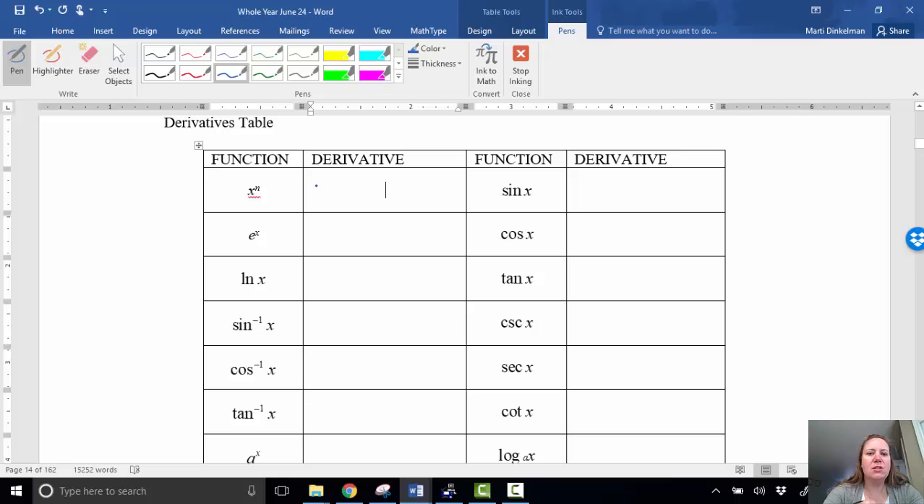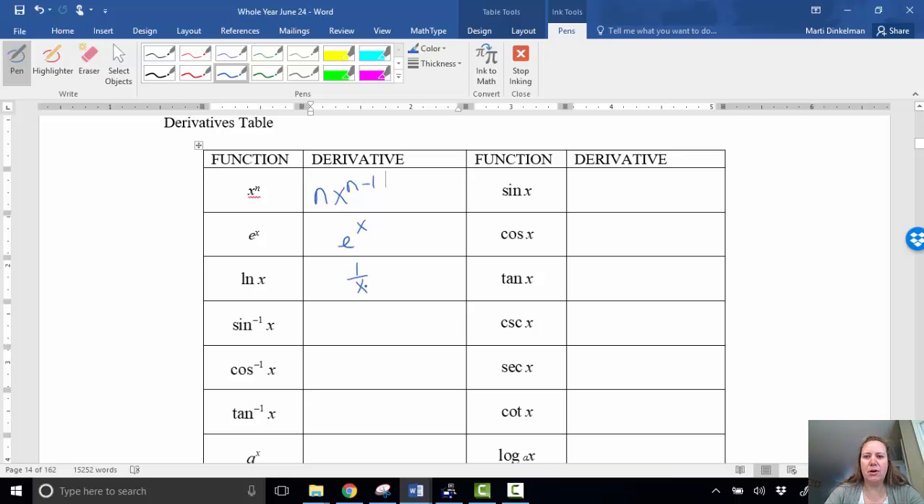So this first one is just reminding us about the power rule. When we drop down the exponent and then we subtract 1 from the exponent. The derivative of e to the x is e to the x, and then the derivative of natural log of x is 1 over x.